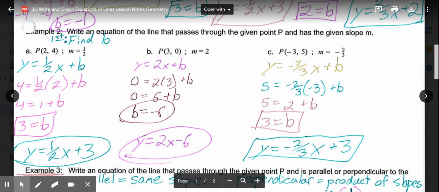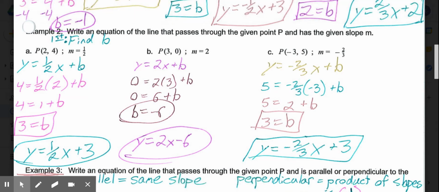Then just like the previous ones, we're going to take the x and y values that they give us to solve for b. So I'm going to plug the 2 in for x and the 4 in for y. 4 equals 1/2 of 2 plus b. So 4 equals 1 plus b, subtract the 1, and b equals 3. So then I can write my final equation, now that I know b is 3, y would equal 1/2 x plus 3. So in B, we have the point 3, 0, slope of 2.